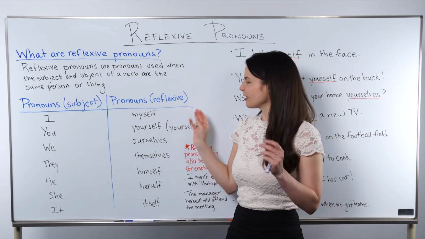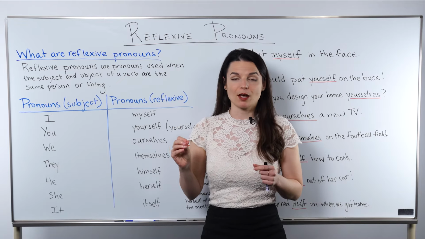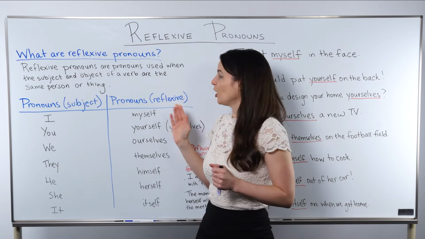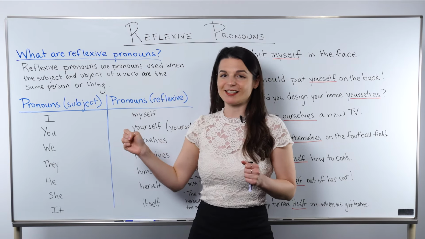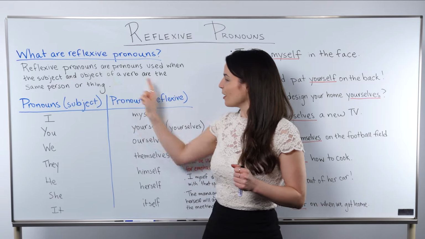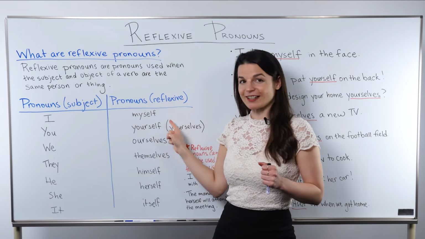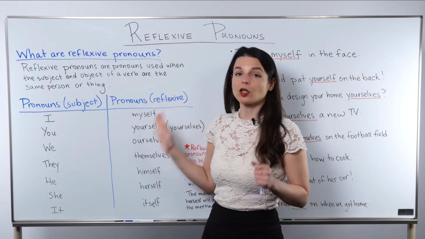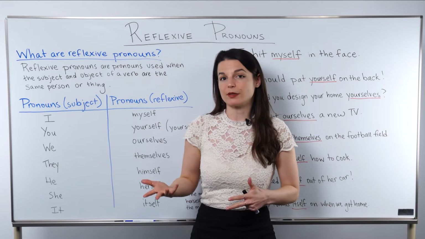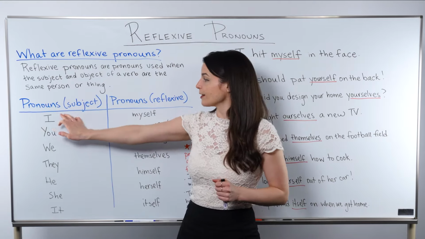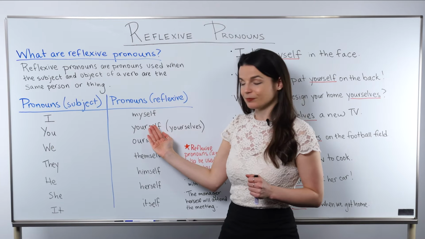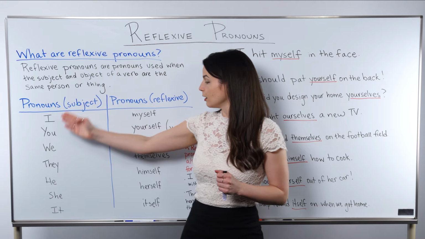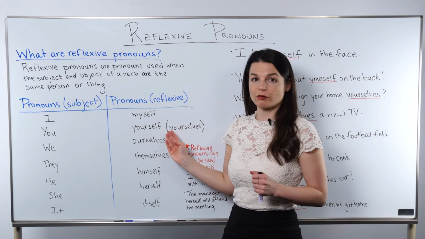We use these in a couple of different situations, but today I want to focus on using these words as pairs when the verb in the sentence is being done by this person and affects this person. So let's take a look at the pairs and then we'll look at some example sentences. First, when our subject is I, the reflexive pronoun is myself. When the subject is you, we actually have two pronouns we can choose from.